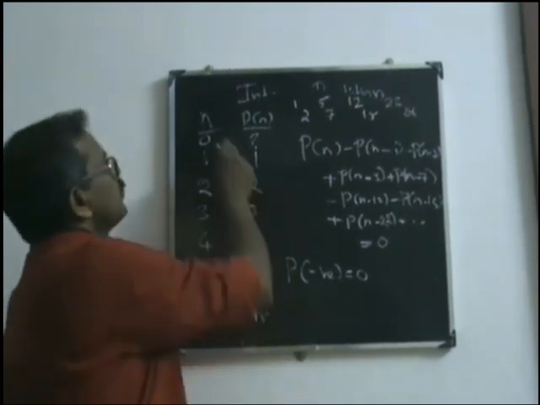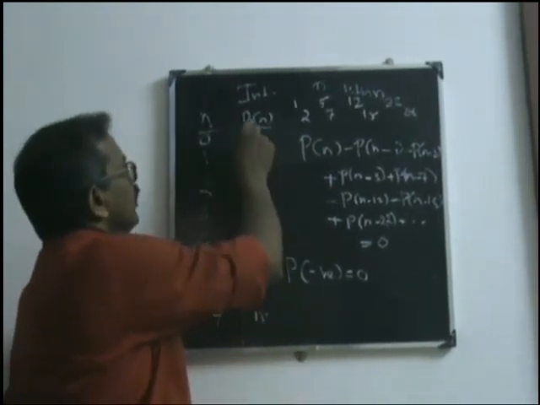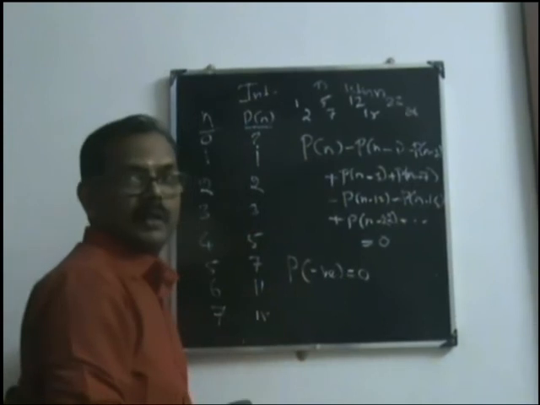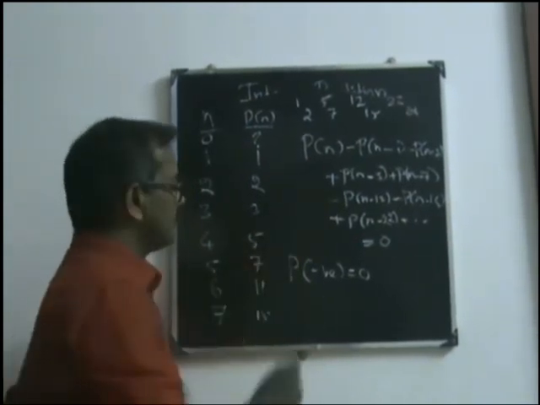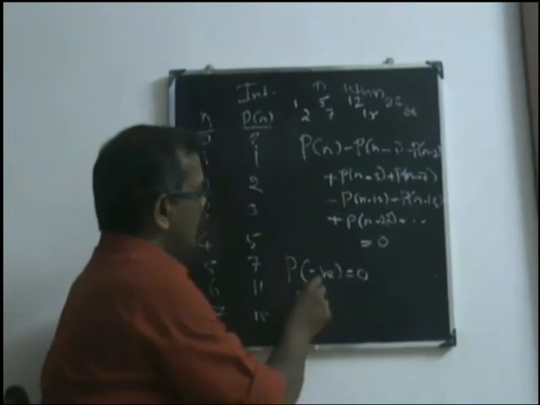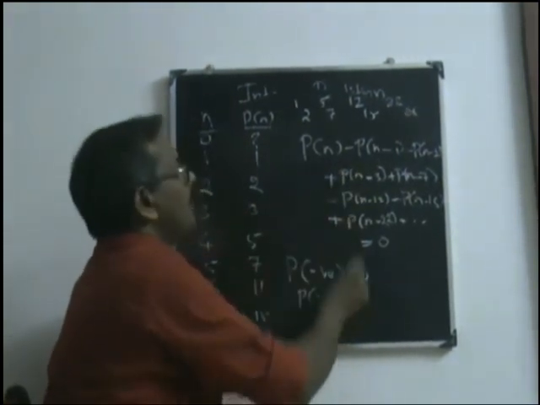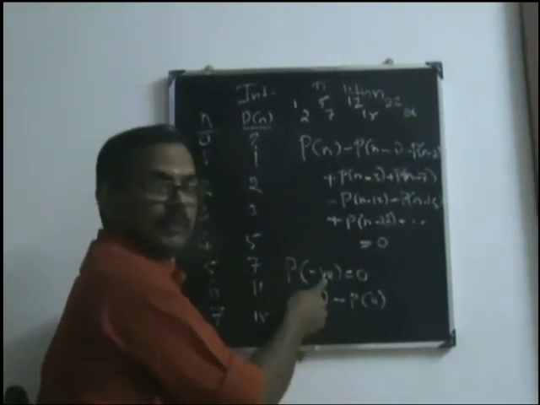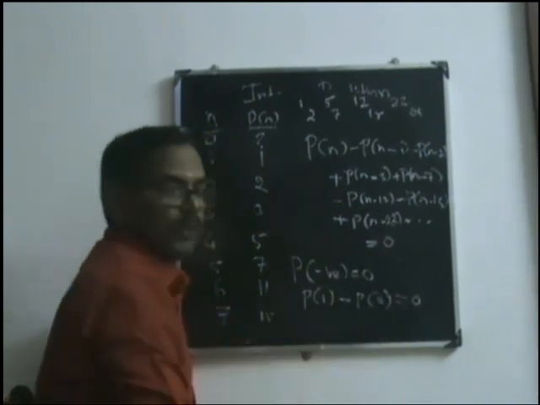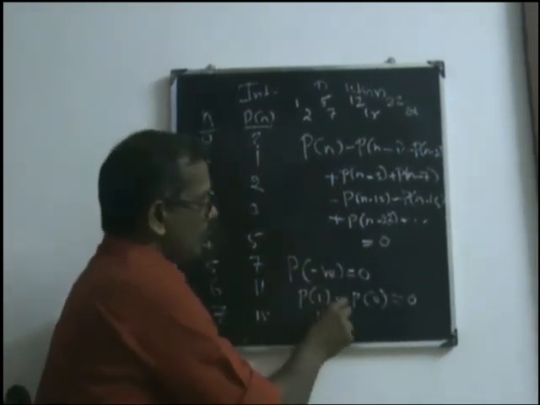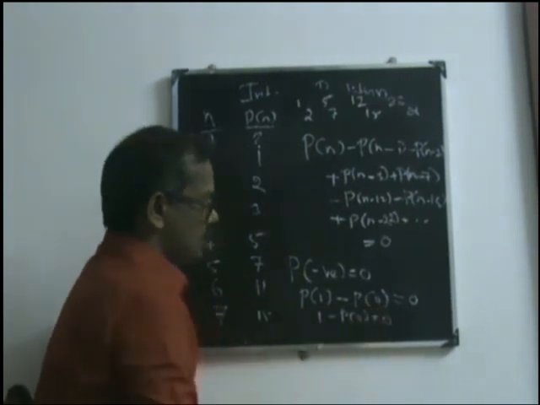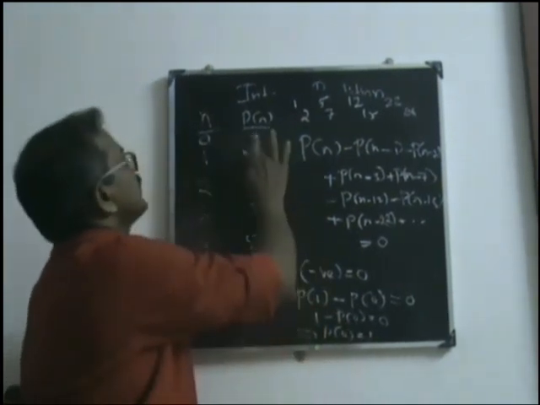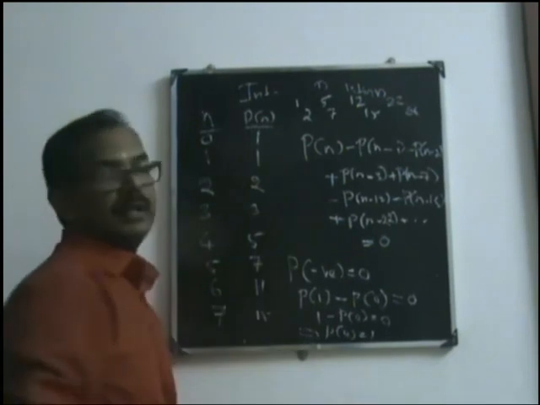Now the question is, what is the value of P of 0? That's a special case. For that, you can put n equal to 1. So if you put n equal to 1, what happens? It is P of 1 minus P of 1 minus 1, that is P of 0, and all the remaining terms have negative arguments, so they are all 0. Then finally that equals 0. But we know P of 1 equals 1, so 1 minus P of 0 equals 0. That implies P of 0 equals 1. So the value of P of 0 is also 1.